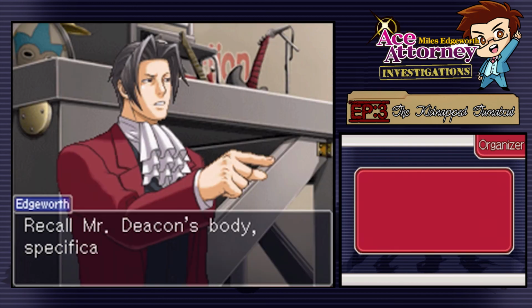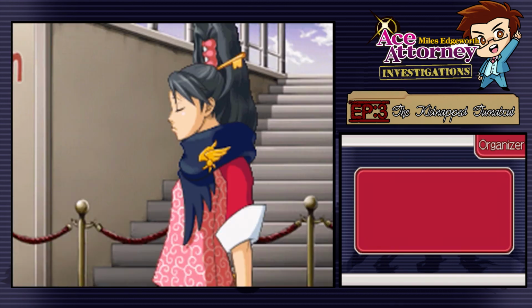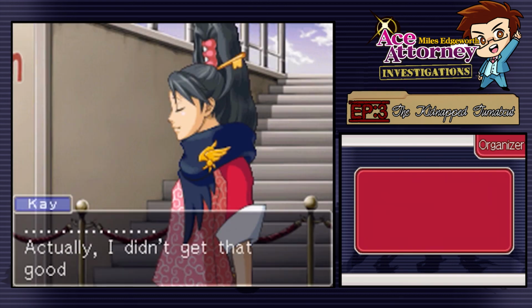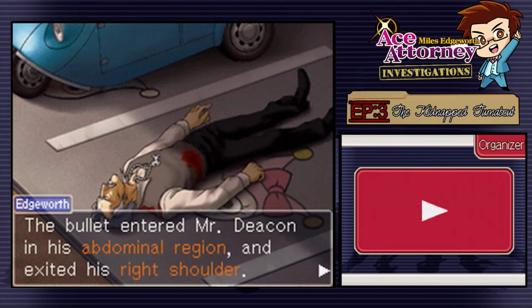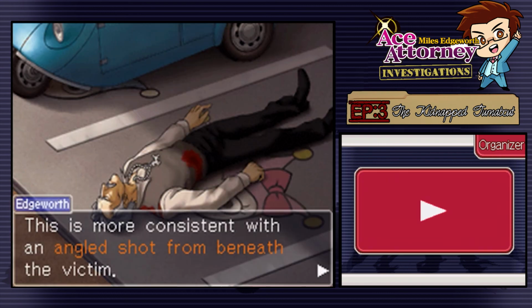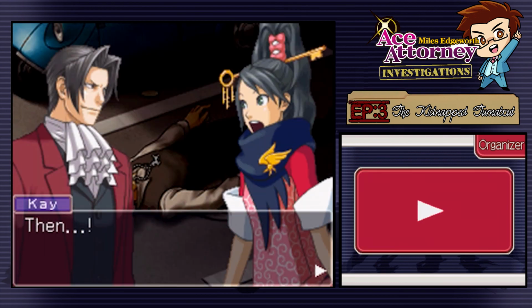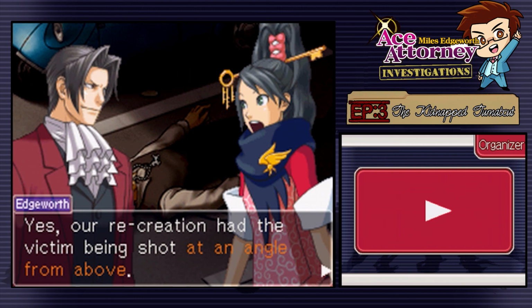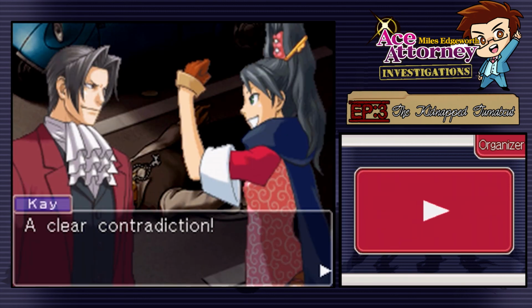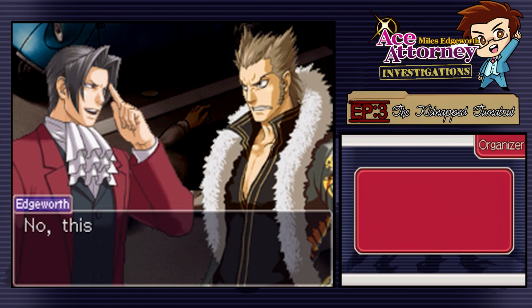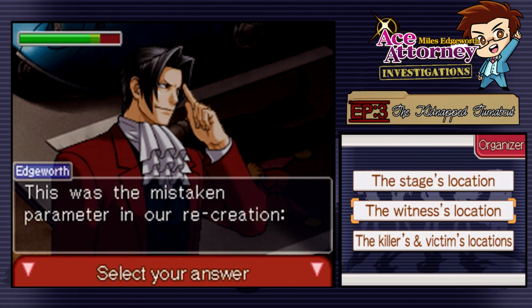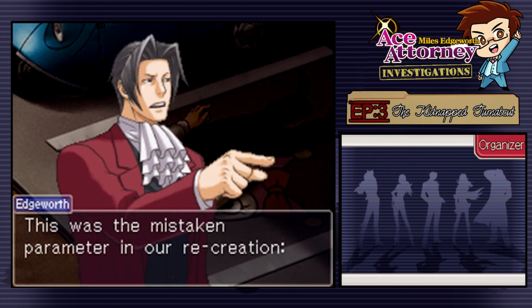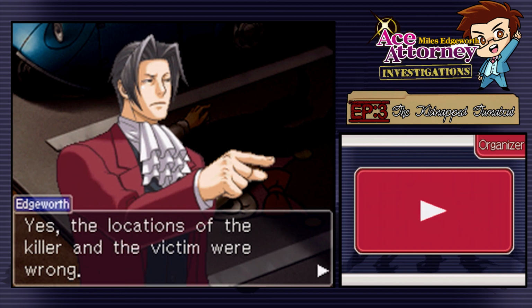Why not? Recall Mr. Deacon's body, specifically where the gunshot wounds were located. Actually, I didn't get that good of a look. Oh, well then. The bullet entered Mr. Deacon in his abdominal region, dear lord, and exited his right shoulder. This is more consistent with an angled shot from beneath the victim. Then, yes, our recreation had the victim being shot at an angle from above. A clear contradiction. You're discounting your own conclusions? No, this one point is the only flaw. This was the mistaken parameter in our recreation. The killer and victim's locations. Yes, the locations of the killer and the victim were wrong.